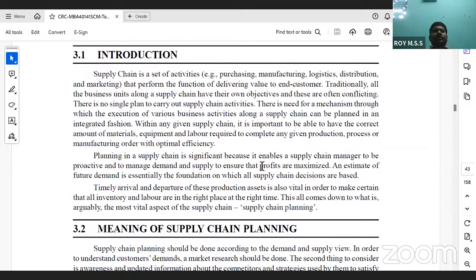We will see some underlying levels. It looks like a small unit, we'll try to finish as soon as possible. A set of activities, for example purchasing, manufacturing, distribution, that perform the function of delivering value to the end customer. This is very important. What we are sending is value to your valued customer. Traditionally, all the business units along the supply chain have their own objectives, and these are often conflicting. There is no single plan to carry out supply chain activities. This is the thing. There is a need for a mechanism through which the execution of various business activities around the supply chain can be planned in an integrated fashion.